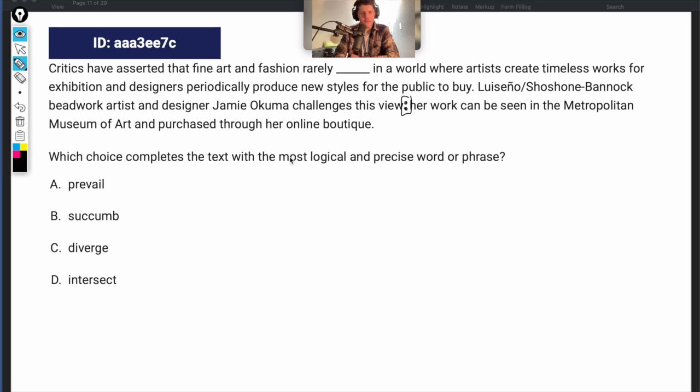Critics have asserted that fine art and fashion rarely blank in a world where artists create timeless works for exhibition and designers periodically produce new styles for the public to buy. Okay, pause. Critics are saying that there's sort of a gap, that these things don't go together, right? Because artists, there's this word timeless versus periodically produce new styles. Right, so we're showing a contrast between fine art and fashion.